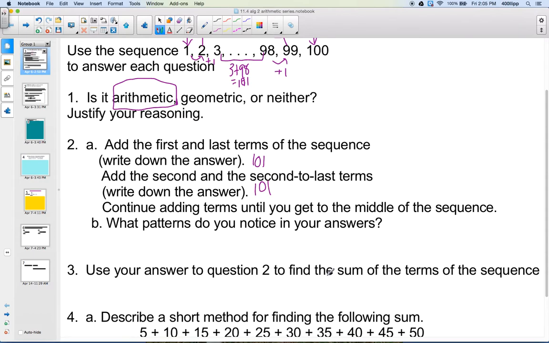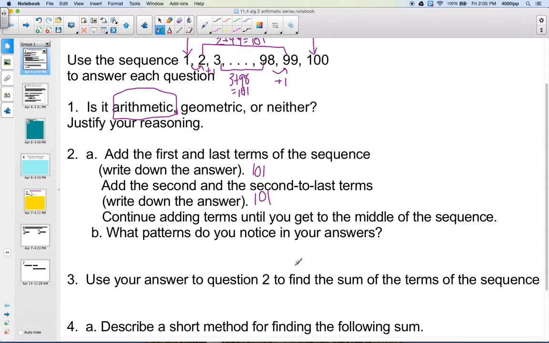Okay, so we want to look at using our answers here to find the sum of the terms of all of these numbers. From all of the numbers from 1 to 100, what would the sum be if we add all of them up? We should be able to see that every time I add the first number, 1, and the last number, which was 100, I keep getting 101. And notice that these are coming in pairs. So since they're coming in pairs, we want to see how many pairs I would have in the numbers 1 all the way through to 100.